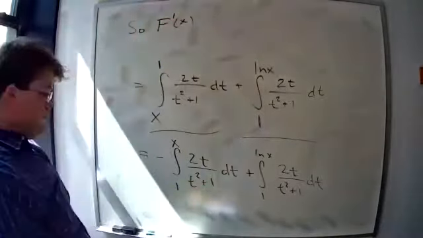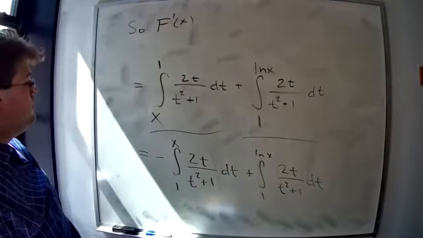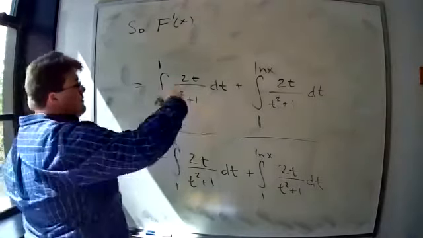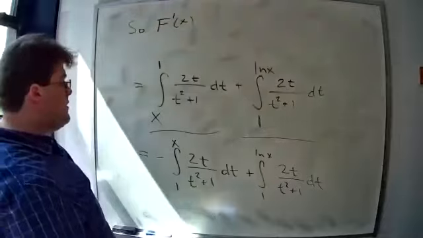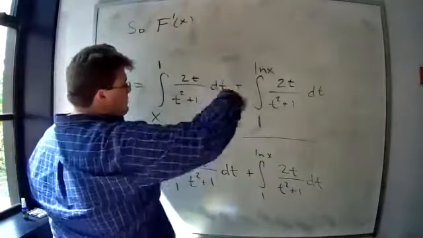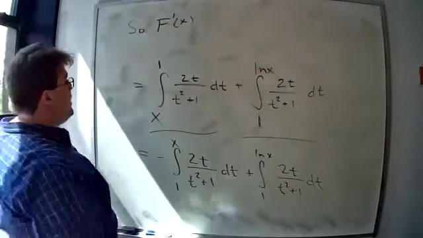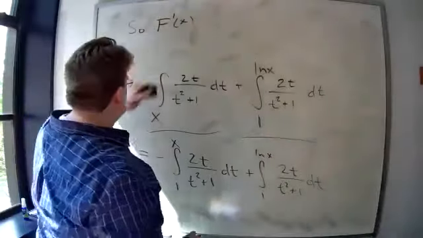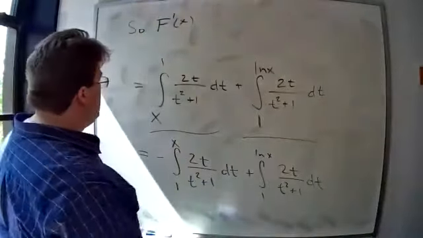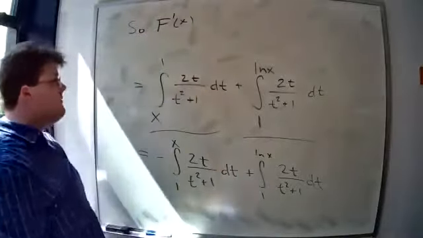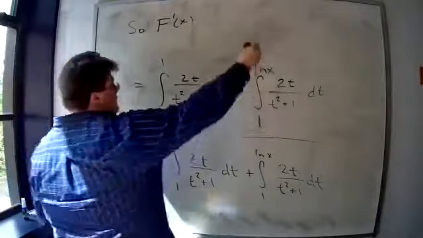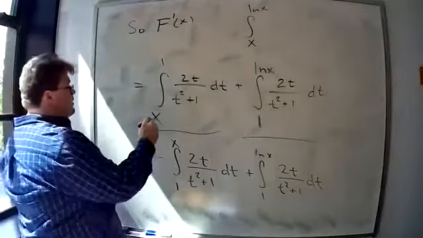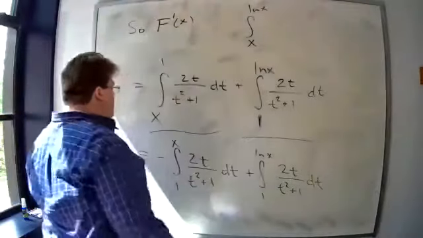Mr. Professor? Yes. Can you explain those first two steps again? So here we have x's on the top and bottom bounds, so we need to split the integral at some number. I chose to split at 1 because 1 is a number that the inside of the integral is defined at. So instead of going from x to log x, splitting at 1 means we're going from x to 1 and then from 1 to log x.